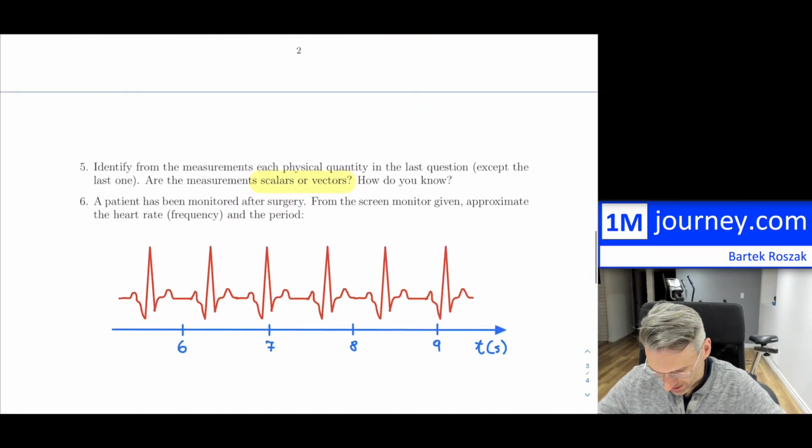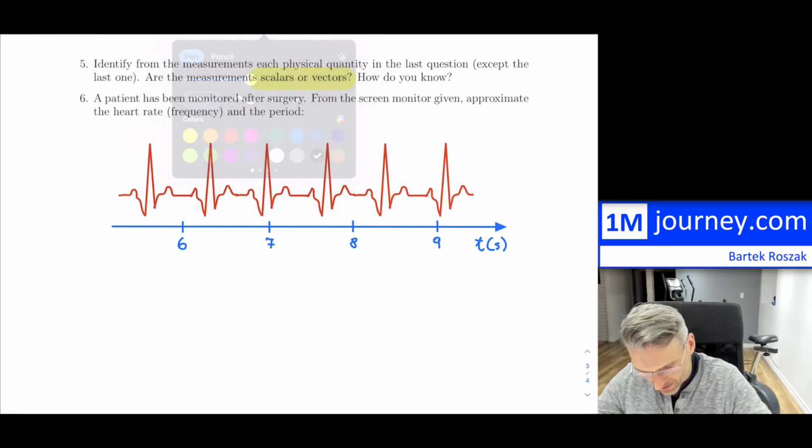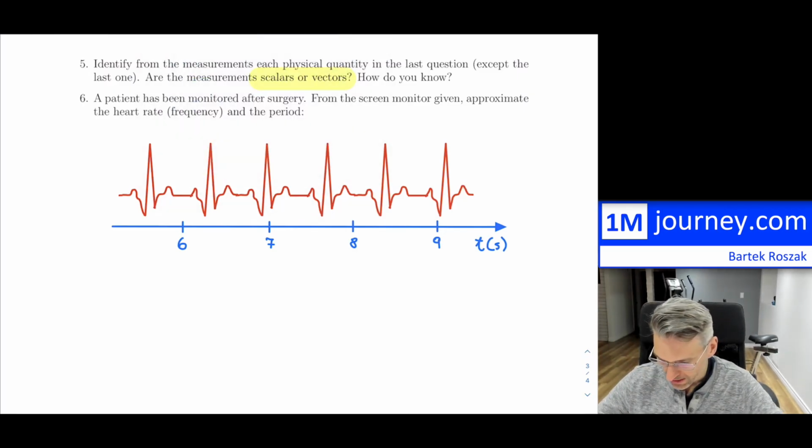So that's question 5. Question 6, that's the last one. This one is actually a little word problem. A patient has been monitored after surgery. From the screen monitor given, approximate the heart rate, which is the frequency, and the period. Well, this just assumes that you have to know what frequency and periods are, right? But if you've studied time and you know where time comes from, then you should be aware.